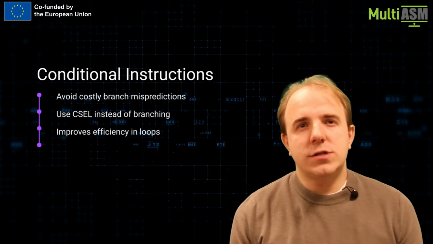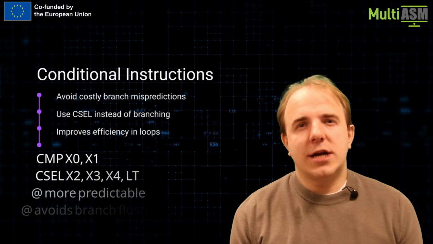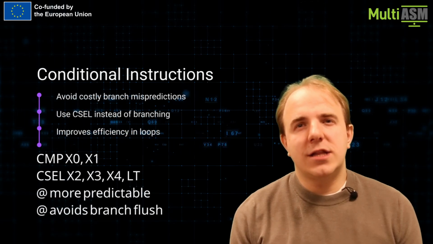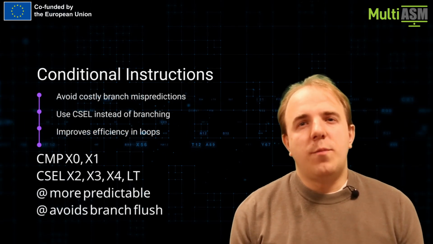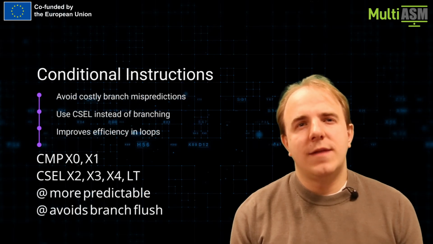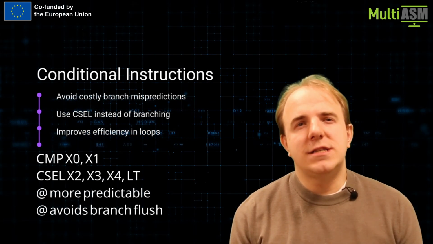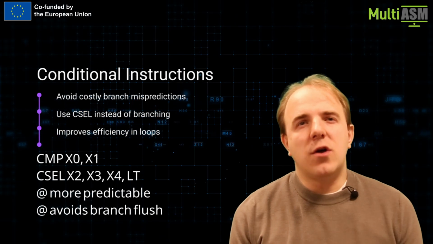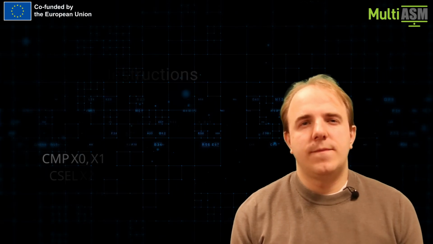To reduce this cost, ARM provides conditional instructions such as the conditional select, or CSEL. Instead of branching, the processor selects a value based on condition flags. This avoids pipeline flushes, improves predictability, and often reduces power consumption.